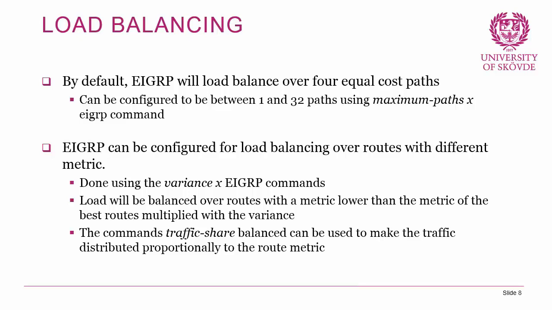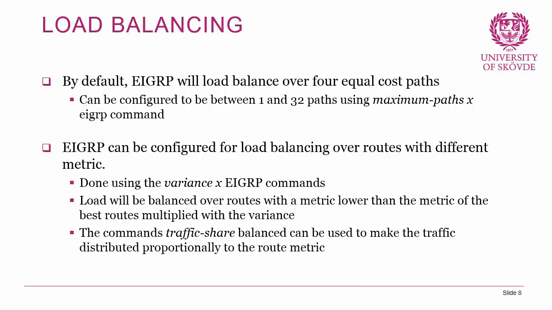Also, EIGRP can be configured for load balancing over routes with different metrics, and this is quite cool. To do this, you use the EIGRP command called variance, and you do variance and an integer, a whole number, and then load balancing will take place over routes with a metric lower than the best route multiplied by the variance.